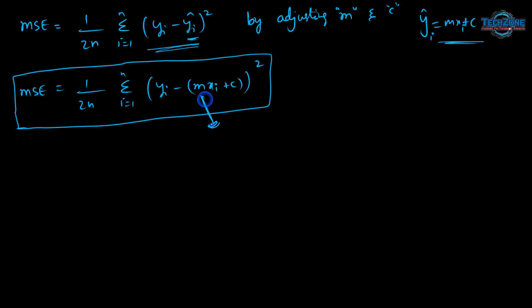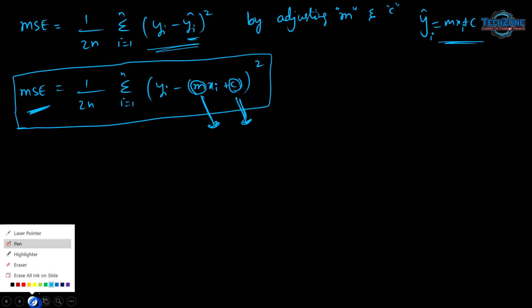So if we change m and if we change the value of c, the mean squared error will change. So this mean squared error now depends on the value of m and the value of c. So if we adjust the value of m and c such that our mean squared error is minimum, that will be our best fit line. I hope this is clear.